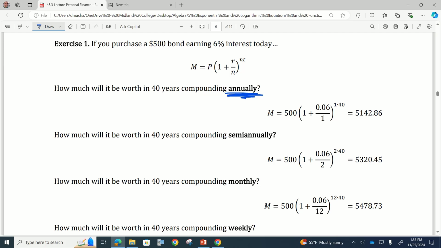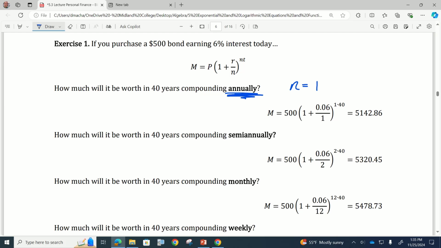If I compound annually, that means n is equal to 1. It compounds once per year. And that would result in $5,142.86 at that rate for 40 years.